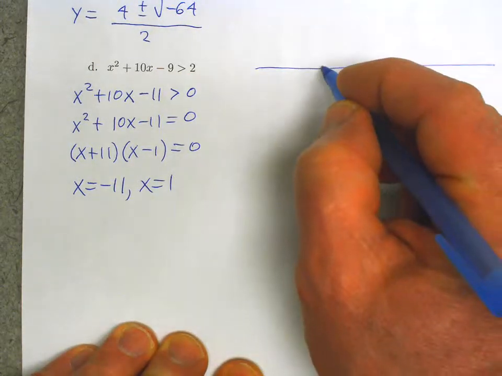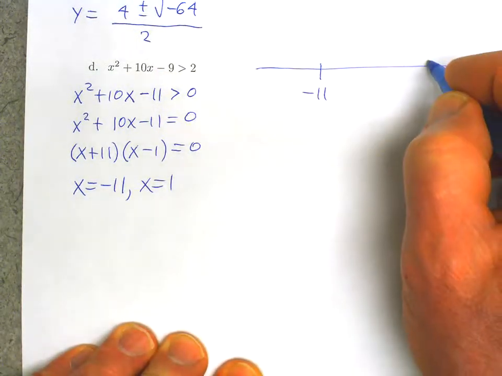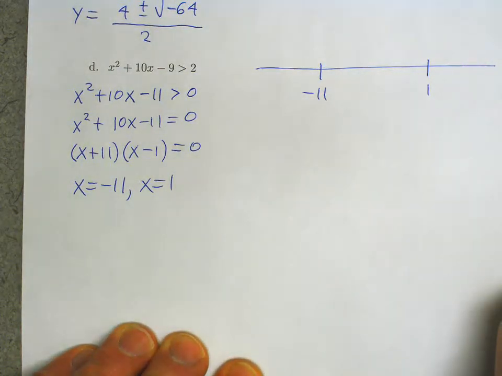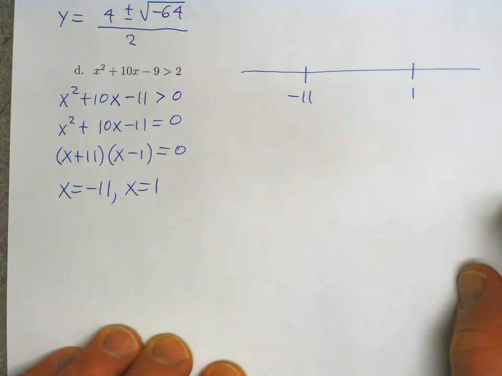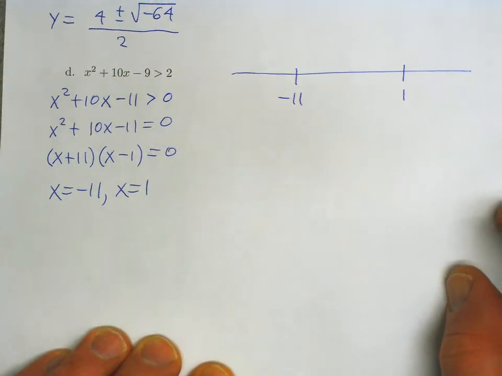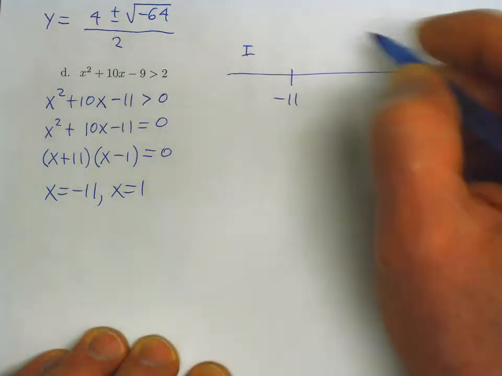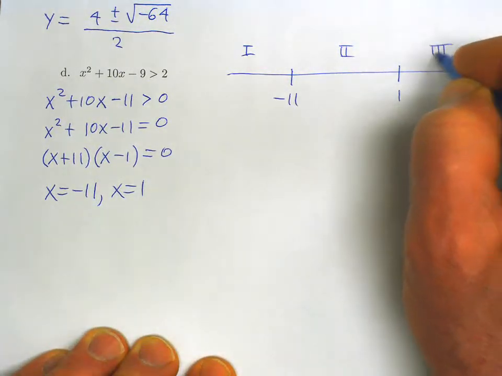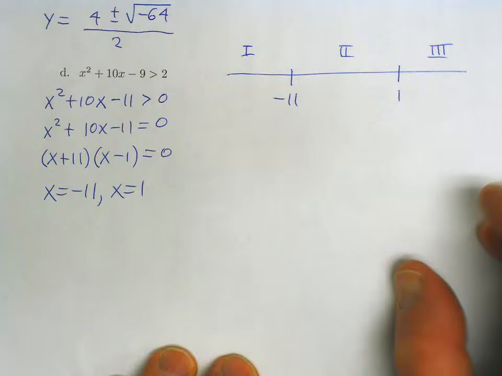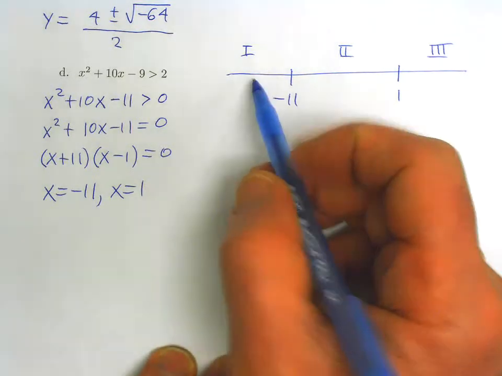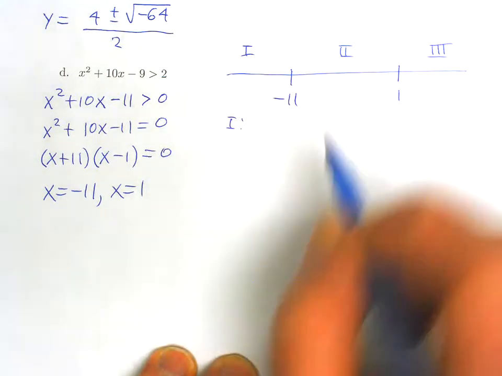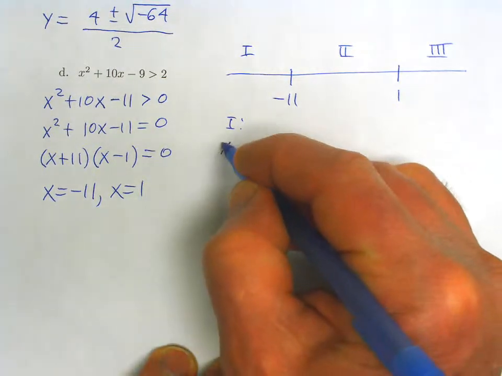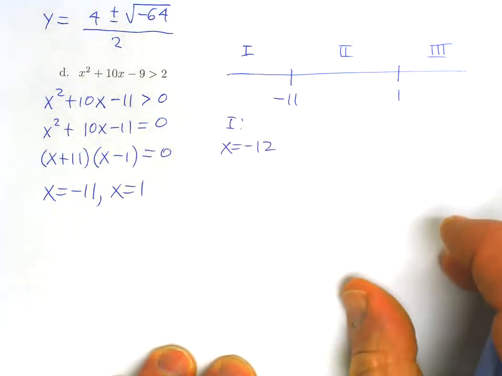So on the number line, we put the two endpoints. Those two numbers divide the number line into separate intervals. So in the first interval, we can pick any number we want that's less than negative 11. So I'll pick x to be negative 12.